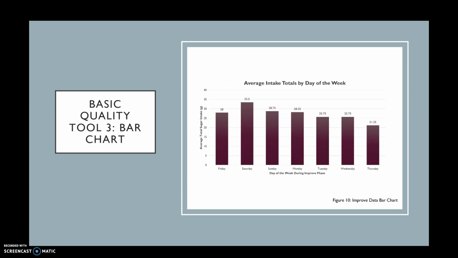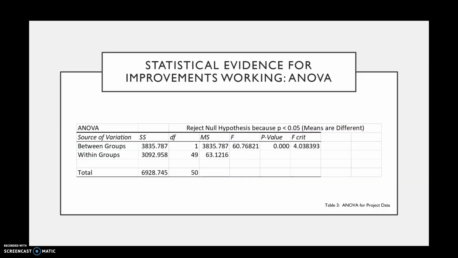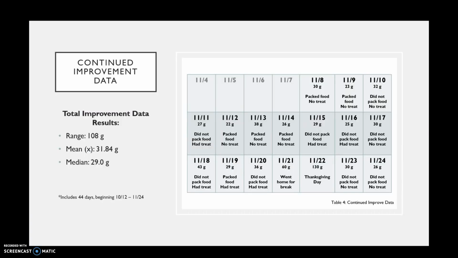The bar chart also shows a lot of good improvement too, and it does look like Saturday is still a day where I tend to have a slightly higher average, but everything is a lot more regular. I don't see the discrepancy that I saw with the first set of data. I chose to use an ANOVA to compare the 2 sets of data. There was a big difference, as you can see here, between my 2 sets, so that was a great thing to see.